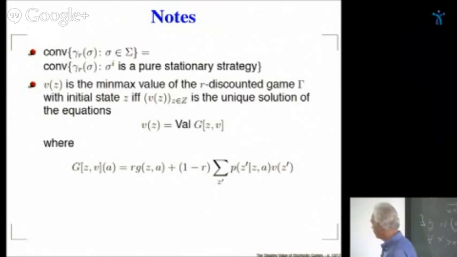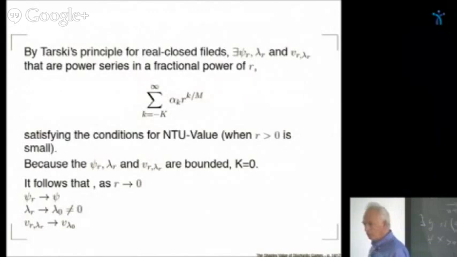Okay, so this is an elementary sentence. And now there's a famous principle called Tarski's principle for real closed fields that says that if an elementary sentence is true in one real closed field, it's true in any other real closed field. I'll skip the definition of real closed field, but all we need to know for this is that the real numbers are a real closed field.